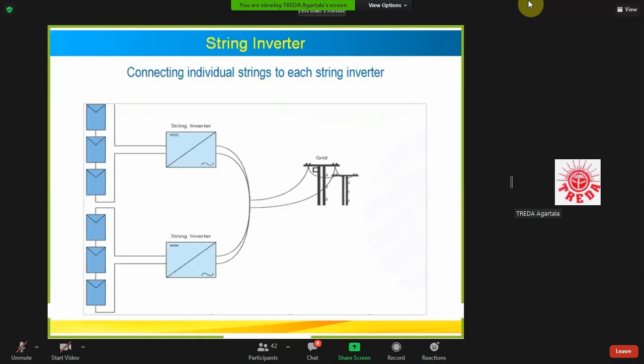This is also a string inverter, and you see these modules are connected in two sets. Three modules are connected in series and three modules connected in series, and both of the series are with an individual string inverter and with the common connection that is being fed to the grid.